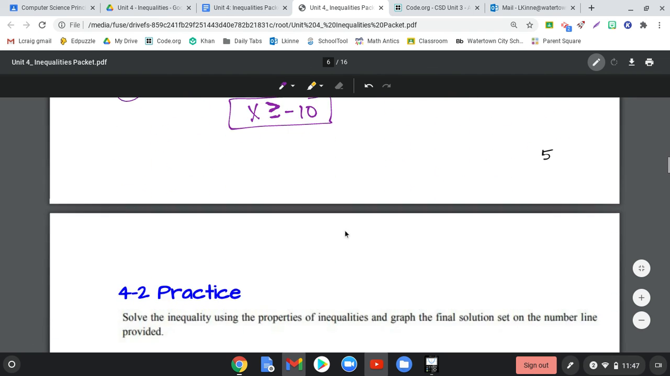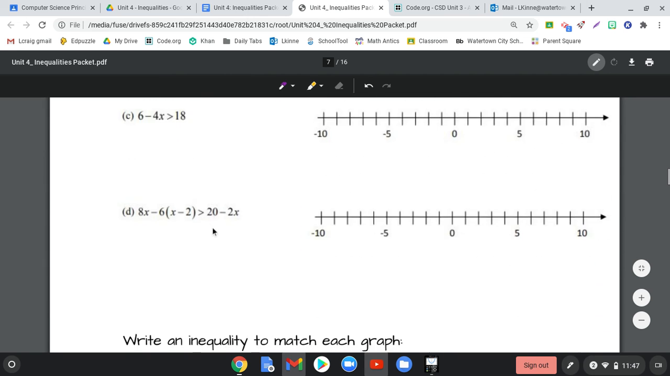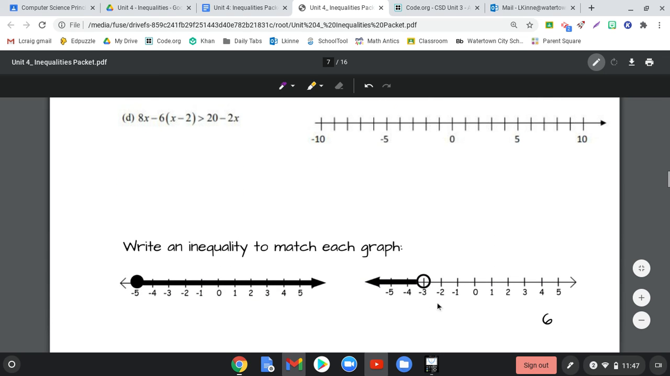All right, so you've got some practice tonight on page 6. There's 4 examples to solve and graph, and then write an inequality to match each graph. If you need to, take a look at the first lesson.